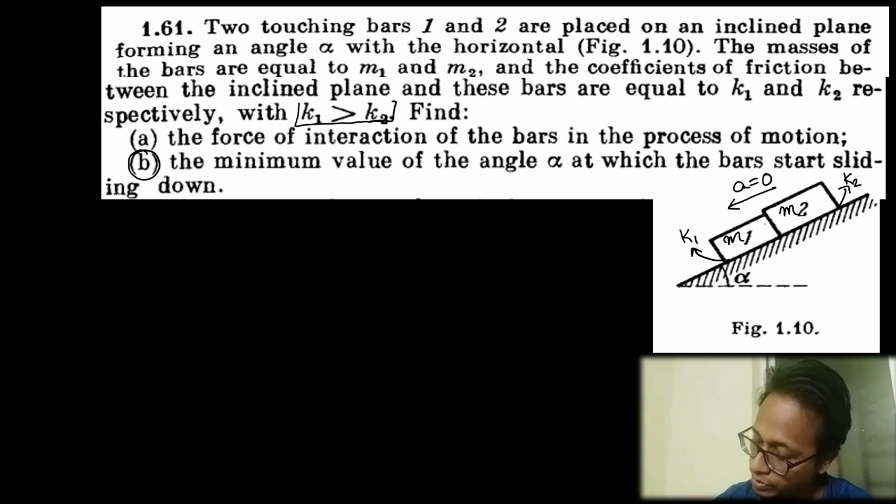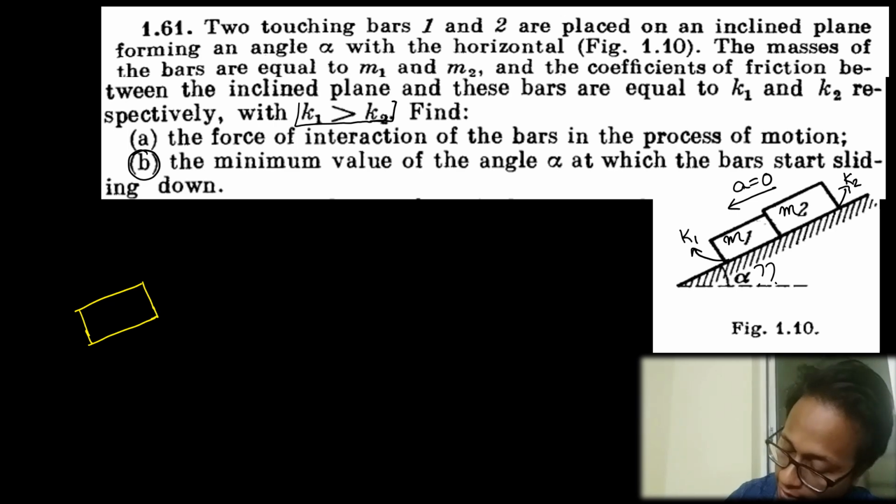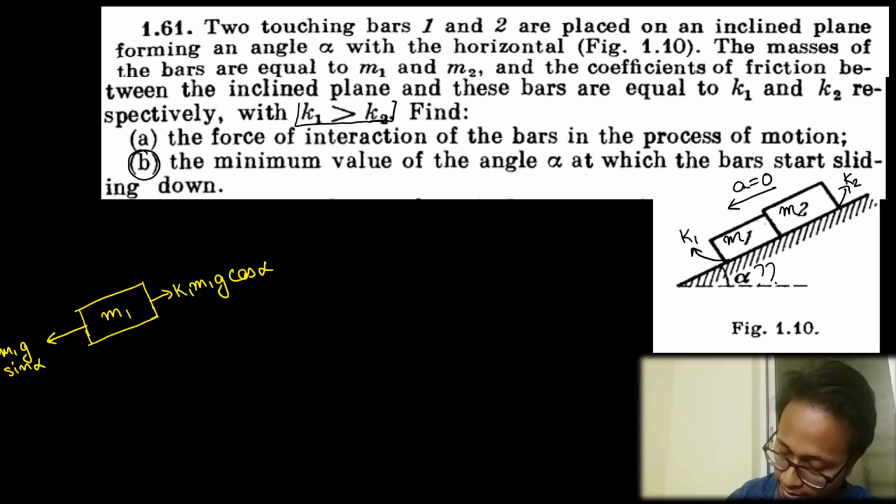Acceleration is equal to 0 to find out the value of alpha for which the body starts sliding. Whenever we have an inclined plane, always take the components along the incline and perpendicular to the incline. So out here, m1g sin alpha, and k1 m1g cos alpha. Okay, there is a normal reaction force exerted between block 2 and block 1, and the value of acceleration is equal to a.